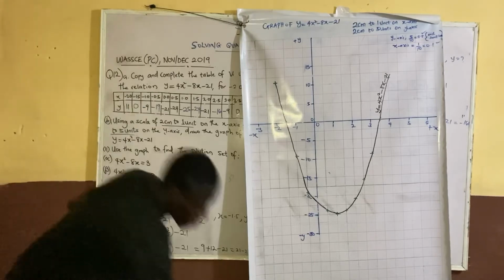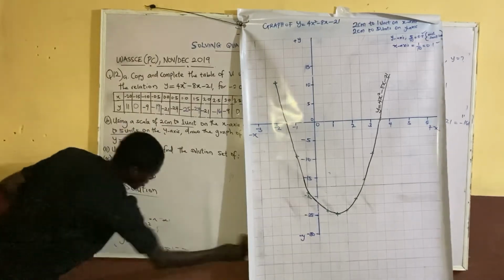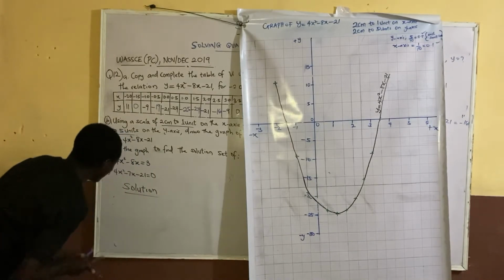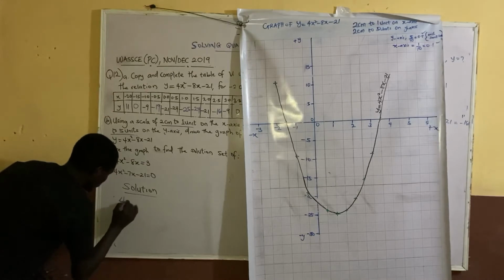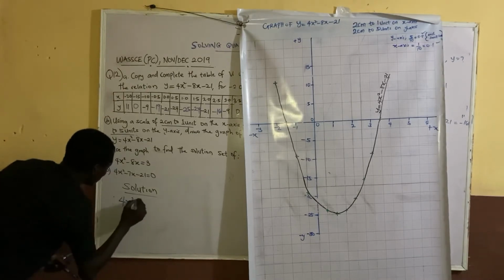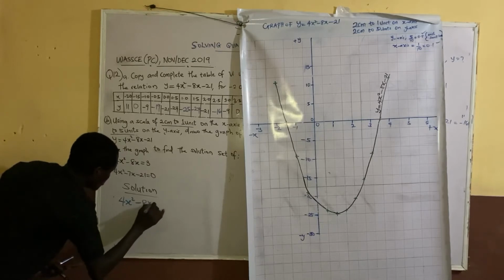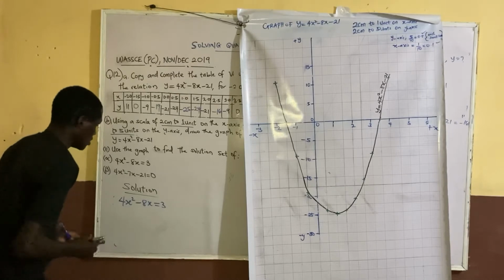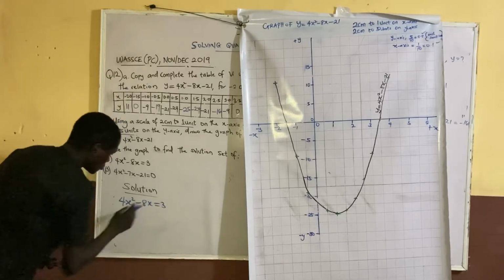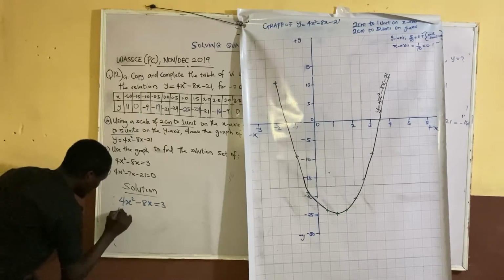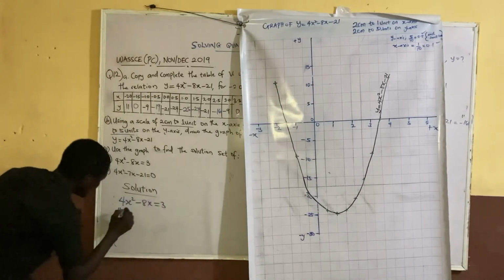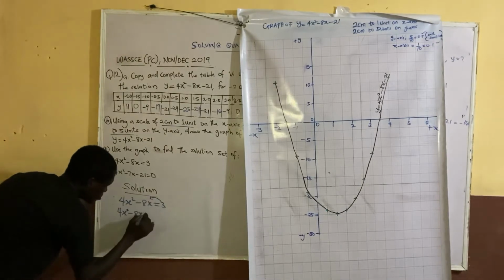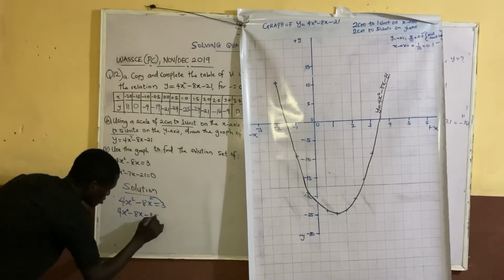The first thing to do here is to write the question out and say, okay, I'm having 4x squared minus 8x equal to 3. How will I solve that? For me to have something like this in relation with my graph, it will be 4x squared minus 8x, you take this one over, it will go minus 3 equal to 0.